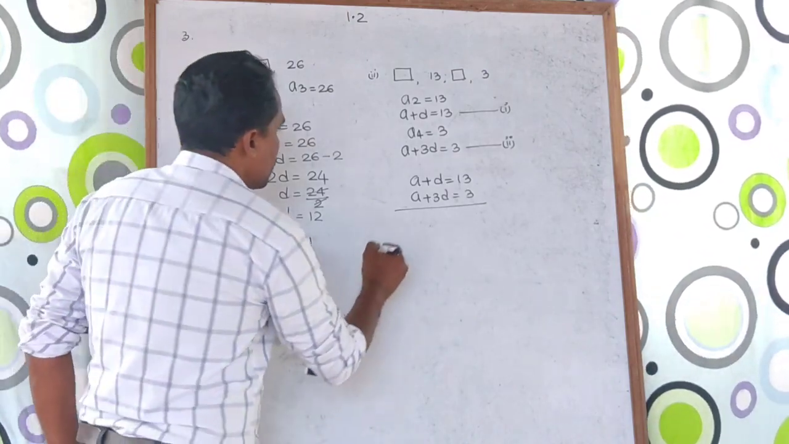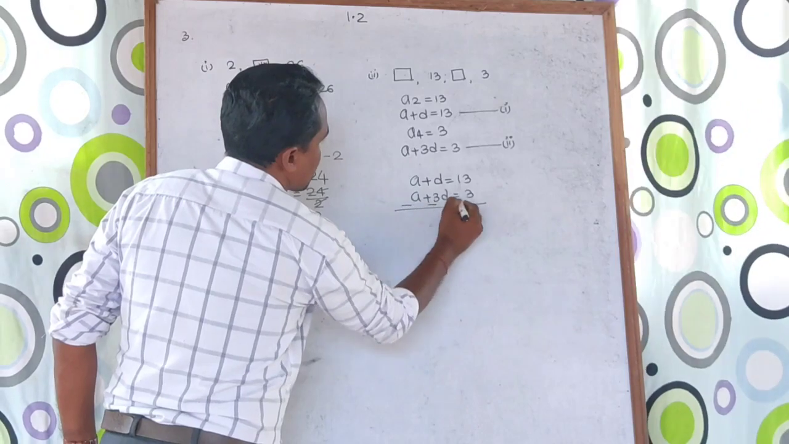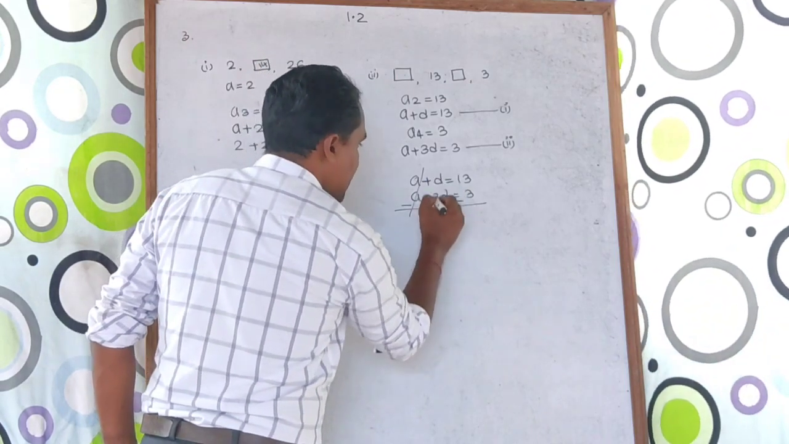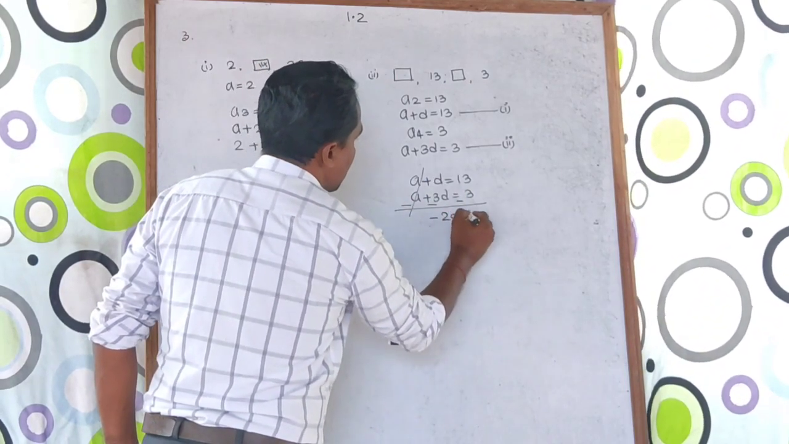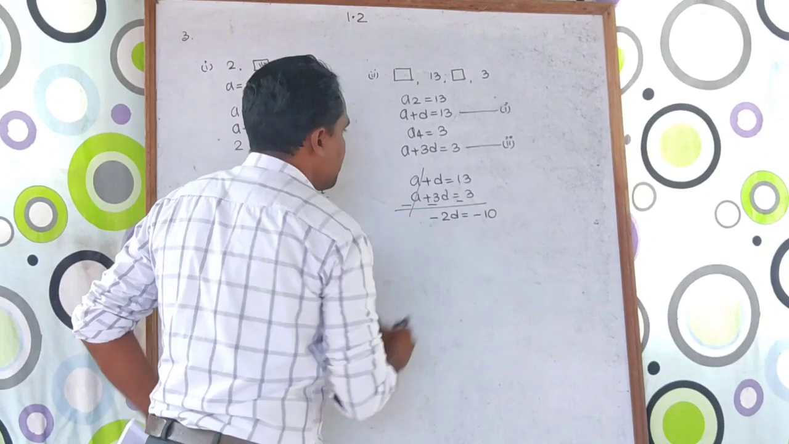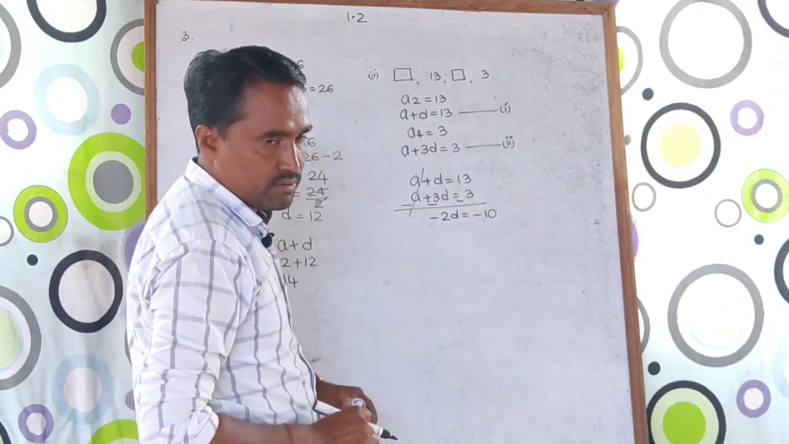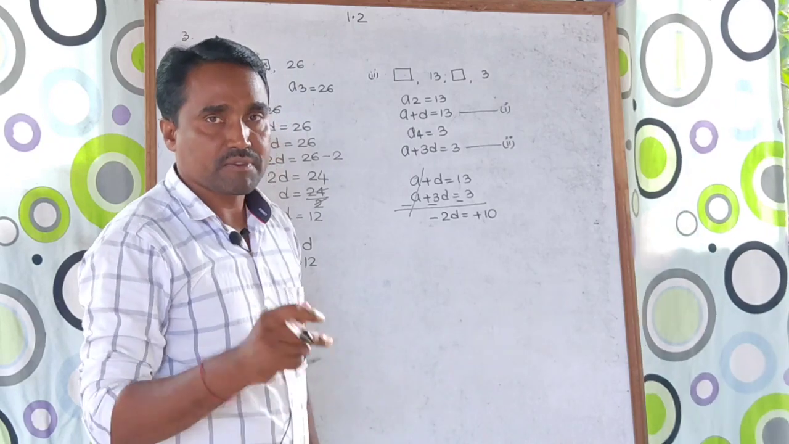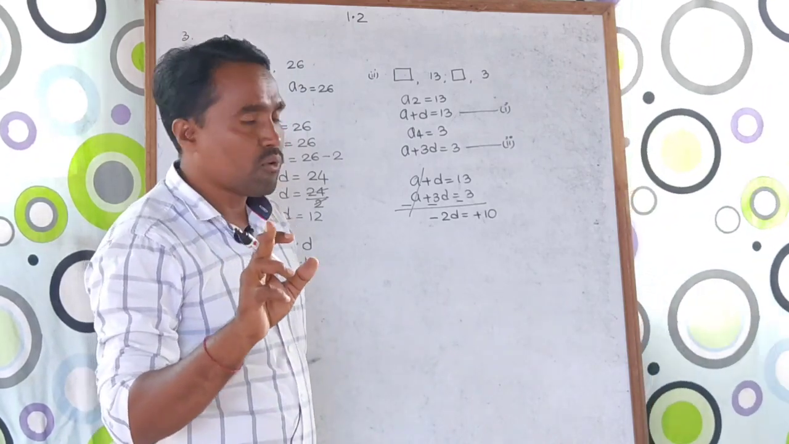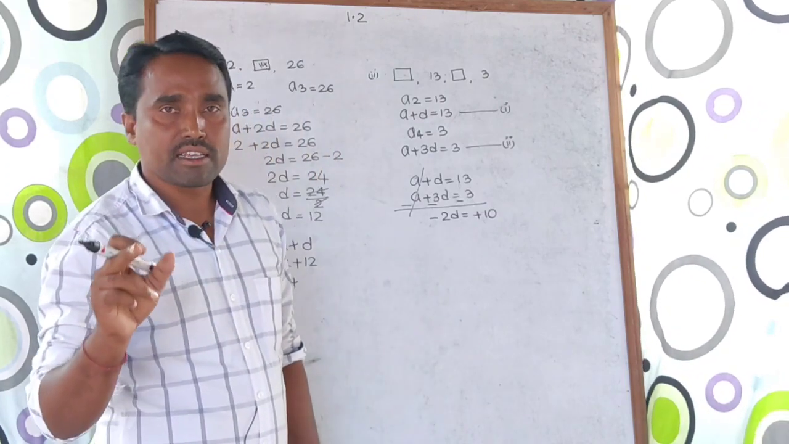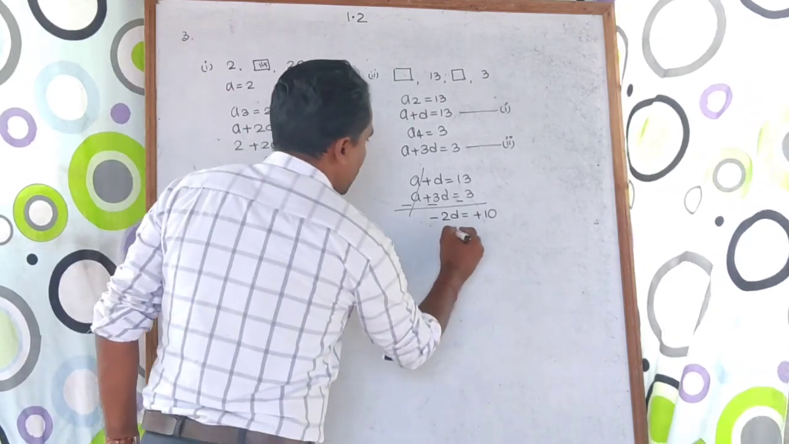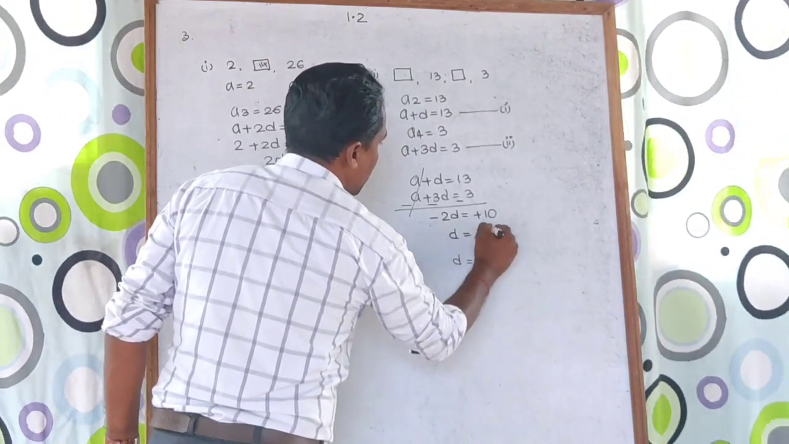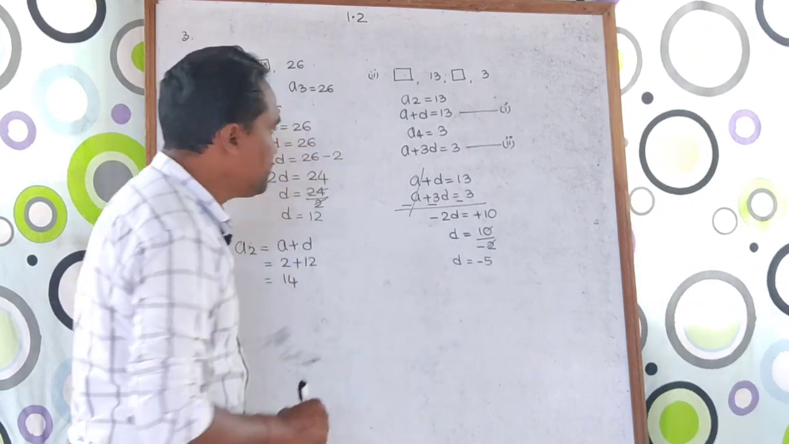For that we need to change the signs. Plus A minus A is cancelled. D minus 3D equal to minus 2D. 13 minus 3 equal to minus 10? No, it is not minus 10. It should be 13 minus 3 equal to plus 10. You should be very careful about subtracting here. If you make one or two sign mistakes, then you are in deep trouble. So D equal to 10 divided by minus 2. D equal to minus 5. The answer is minus 5.